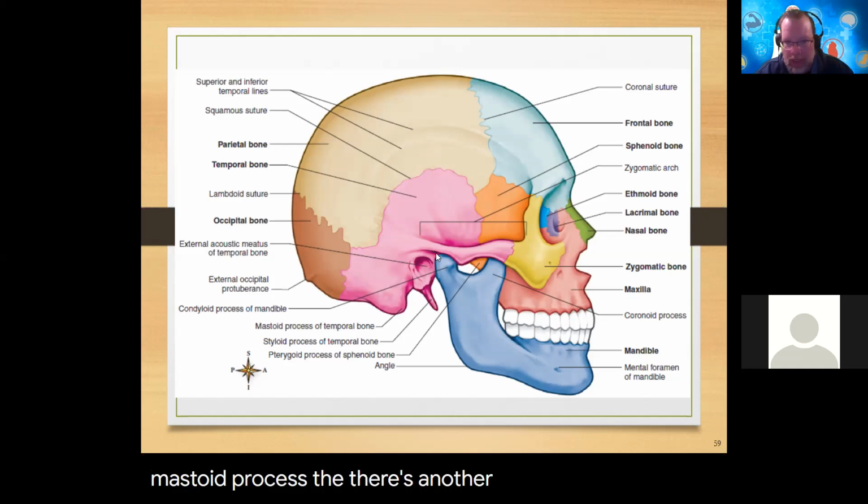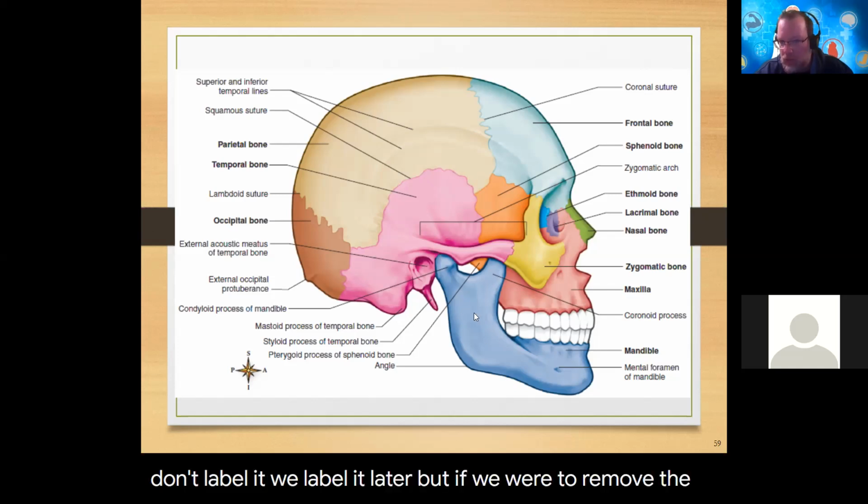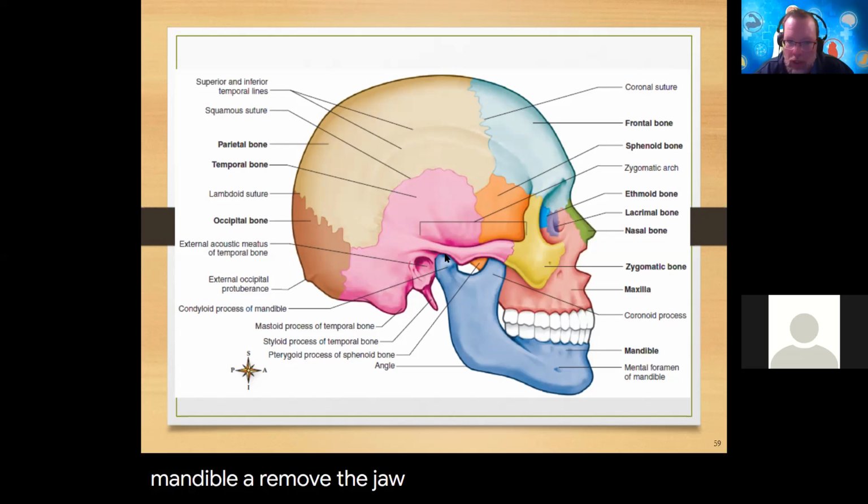There's another spot. We don't label it. We label it later. But if we were to remove the mandible or remove the jaw, we would see that there's a groove in the temporal bone where this bump of the mandible is going to fit. So this is a joint, right? We've got a bone coming together with another bone.